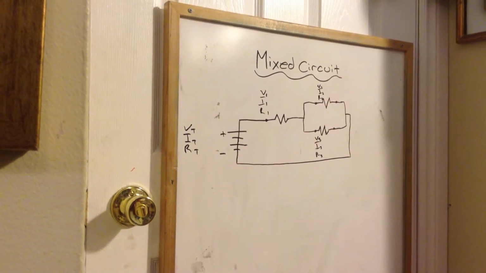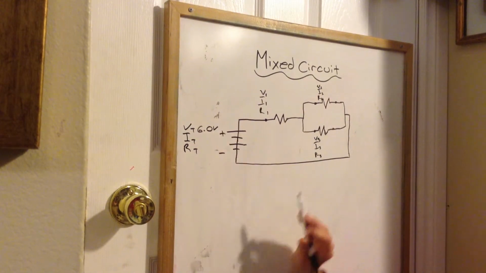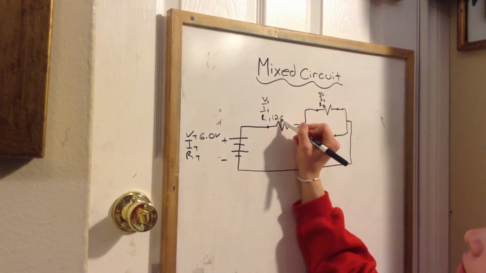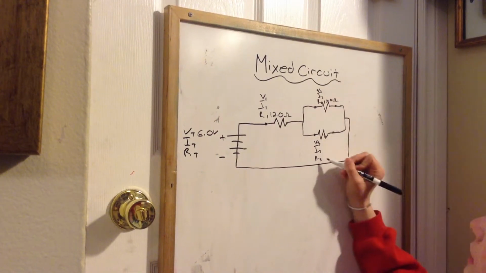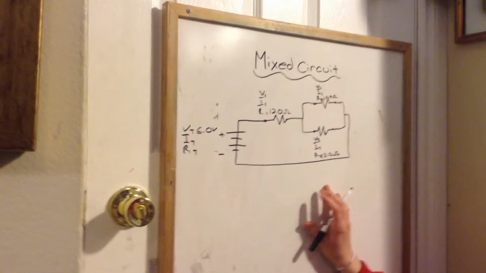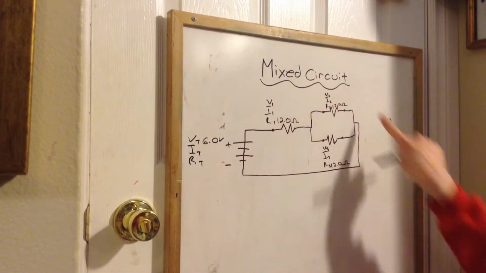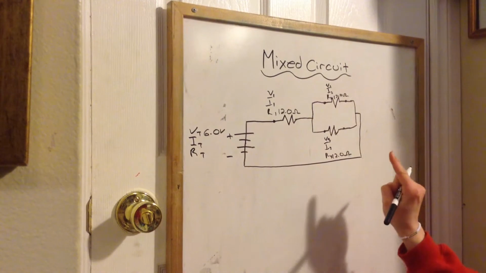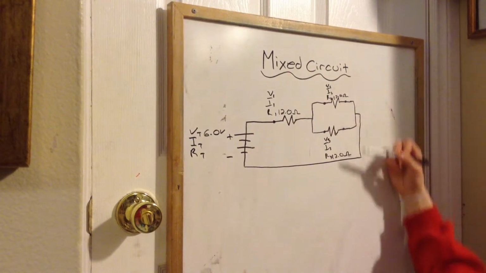So my given values. My battery has a voltage of 6.0 volts. And each resistor has 12.0 ohms as their resistance. When you just have the voltage of the battery and the resistance of the resistors, the first step you will do in solving the mixed circuit problem is find our parallel, which is for R2 and R3.